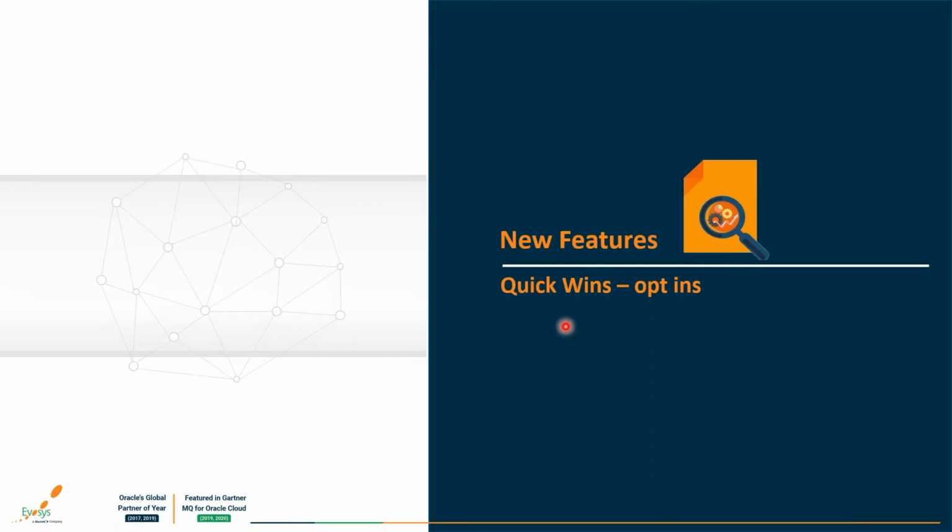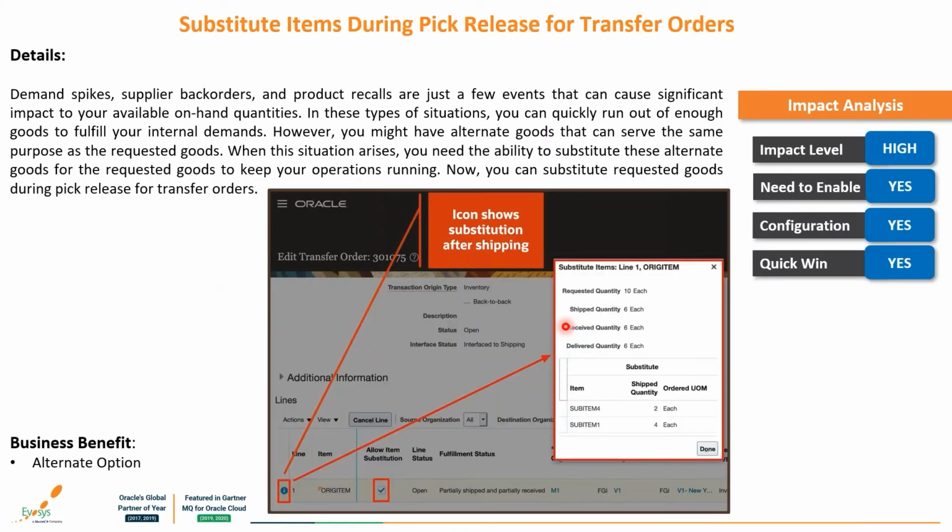Now coming to the opt-ins, as mentioned earlier, opt-ins are the ones which require a tick mark on the feature itself if you want to move ahead on this specific feature which is listed. So starting with the first one, substitute items during pick release for transfer orders. Now this is an opt-in feature, and the setup starts from the definition of the inventory organization itself. Under the inventory organization parameters, there is a checkbox which says warehouse will basically accept item substitution also.